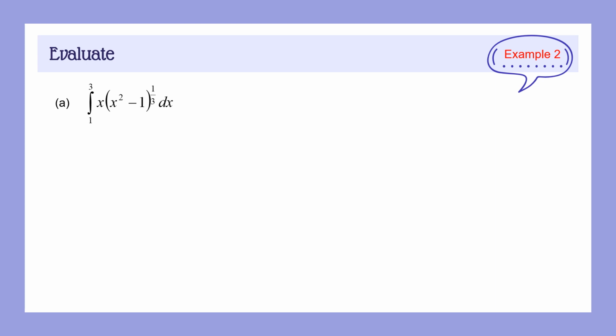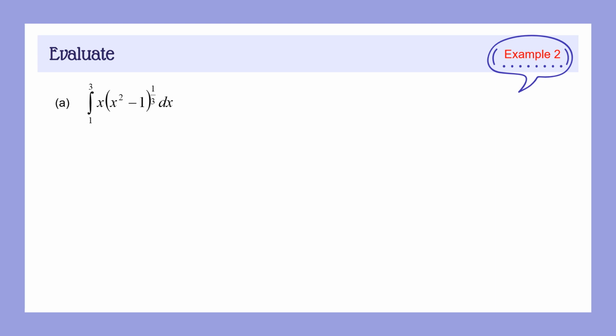Now let's look at example 2. Evaluate question A. Integrate x multiply x squared minus 1 power 1 over 3 dx, evaluate from 1 to 3. Since x squared minus 1 power 1 over 3 cannot be expanded, we cannot use the basic rule of integration. Then we must check whether we can use substitution or not.